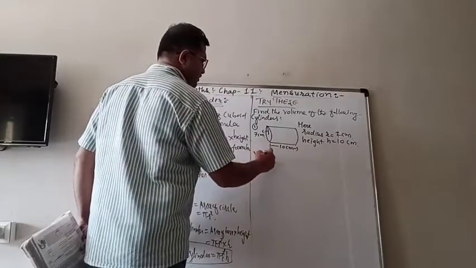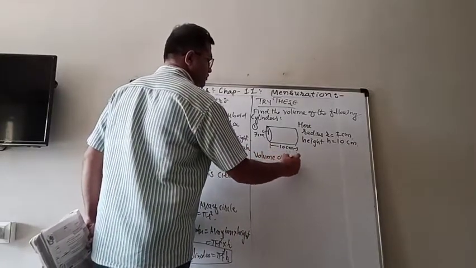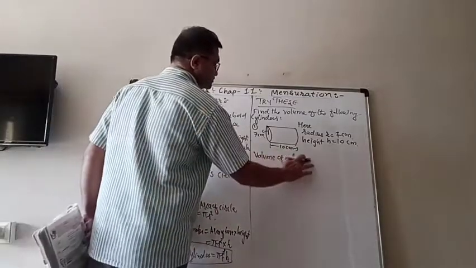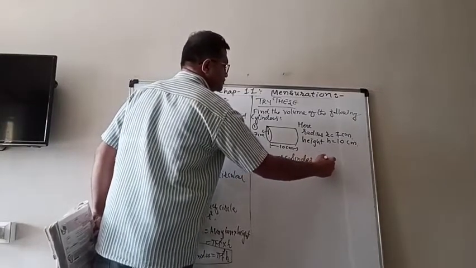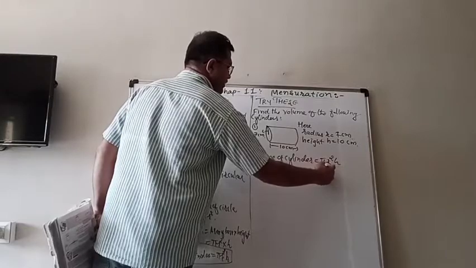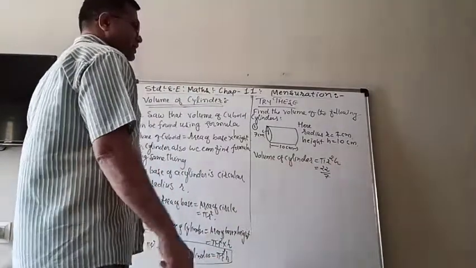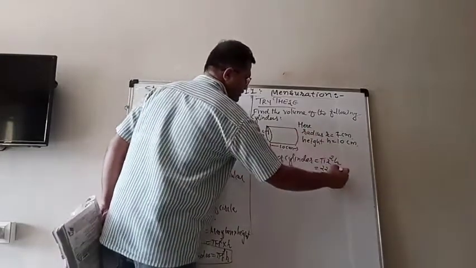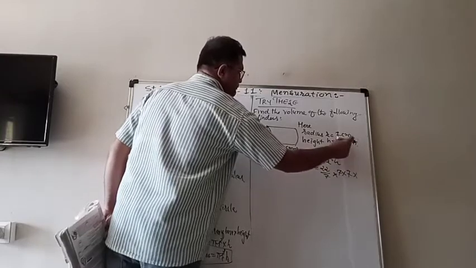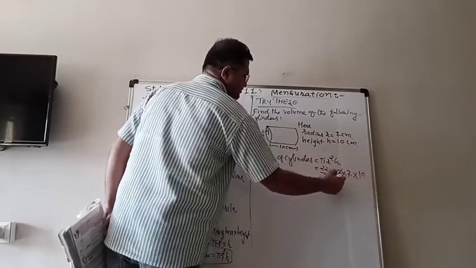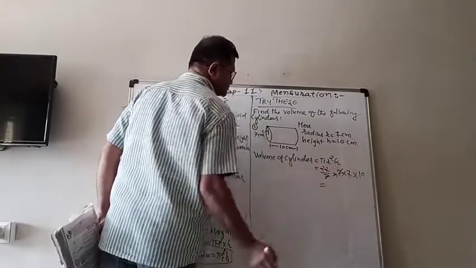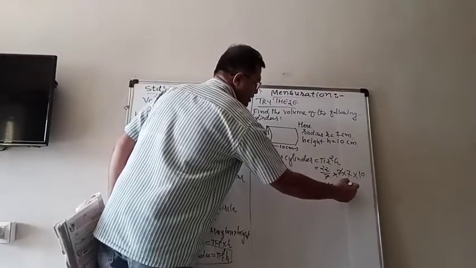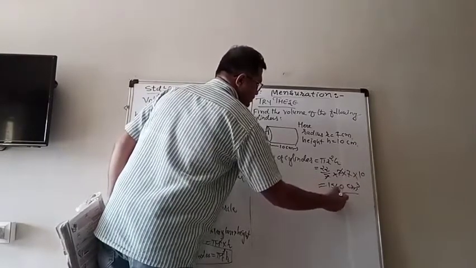So now volume of cylinder, we have the formula, that is pi r square h. The value of pi, if it is not given, you have to take as 22 by 7. r square is 7 multiplied by 7 multiplied by 10. 7 cancel. 22 sevens are 154 multiplied by 10. 1540 centimeter cube.